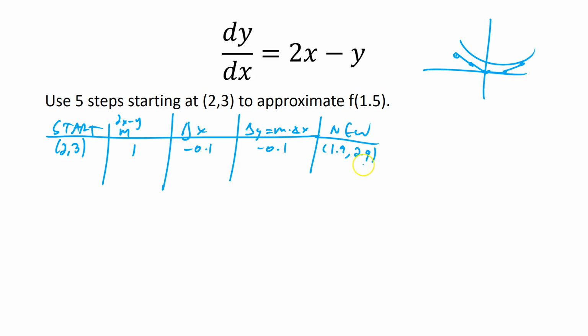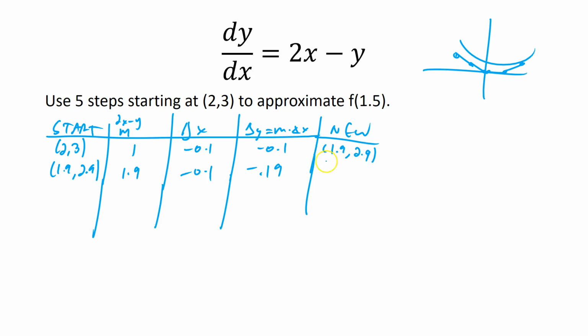I'm going to use my calculator on the side here so that I don't have to worry about going back and forth to the calculator again. All right, so that's our new starting point. So we got 1.9, 2.9. So 2x minus y is going to be 2 times 1.9, it's 3.8, minus 2.9, that is 0.9. Okay, delta x is negative 0.1 again. So our delta y, if we multiply those together, is going to be negative 0.09.